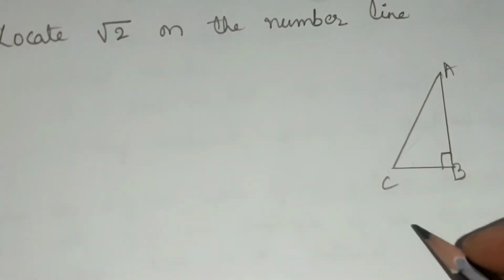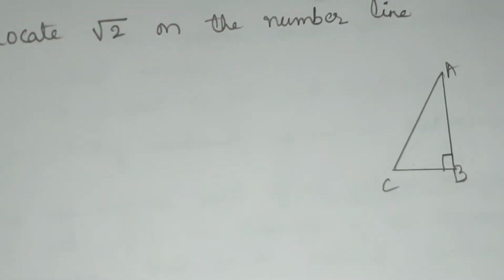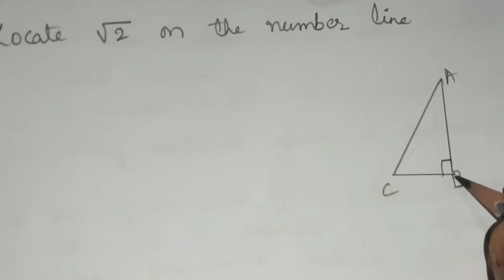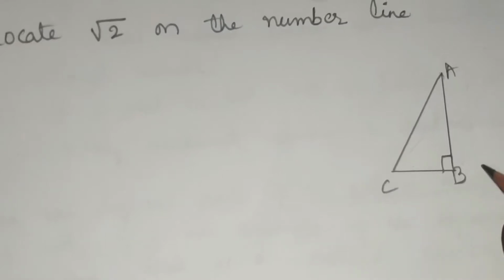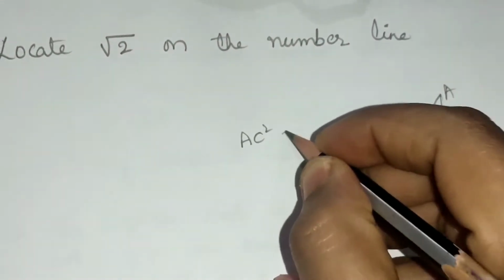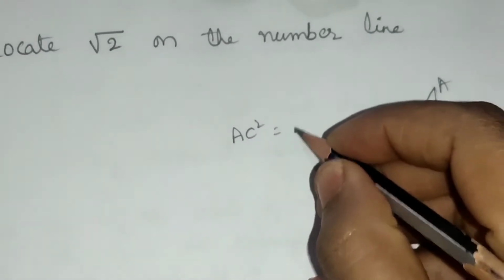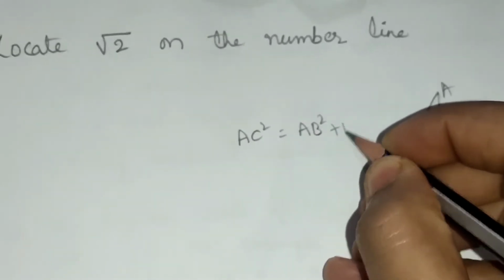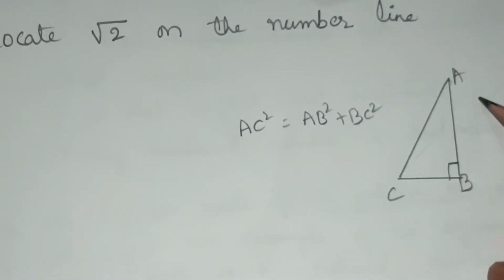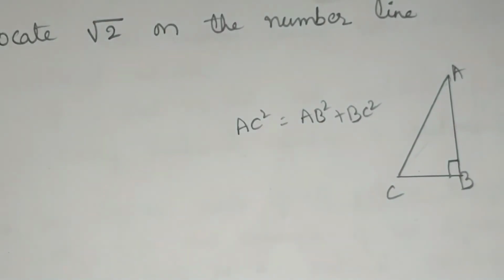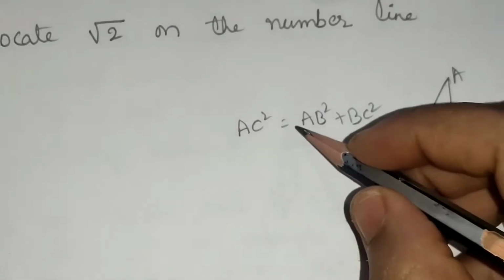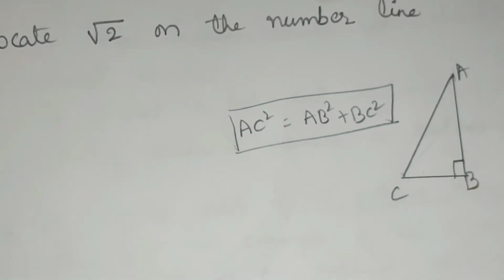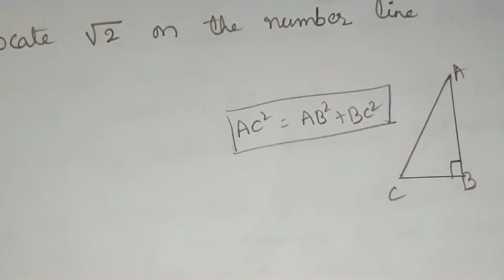You know the Pythagoras theorem. AC is called the hypotenuse, and AB and BC are the other two sides of the right angle triangle. According to the Pythagoras theorem, AC square is equal to AB square plus BC square. The Pythagoras theorem states that the square of the hypotenuse is equal to the sum of the squares of the other two sides. Now, how to locate root 2?